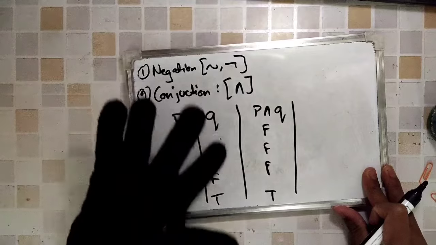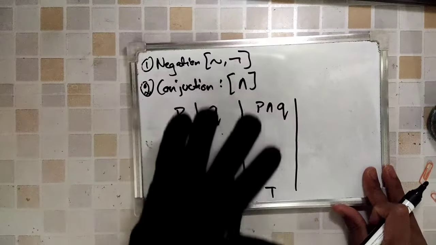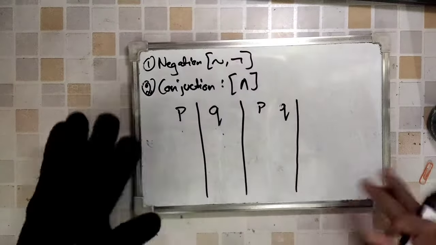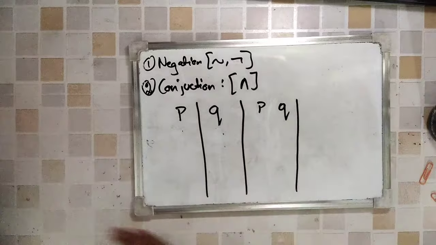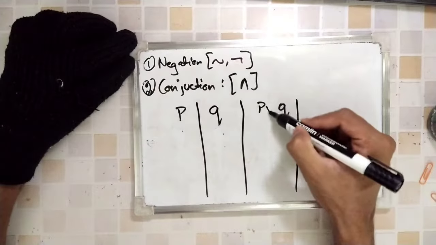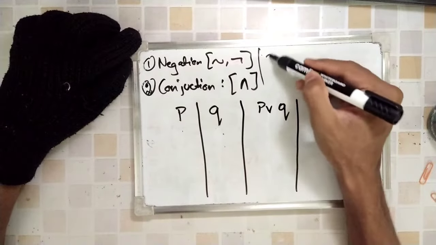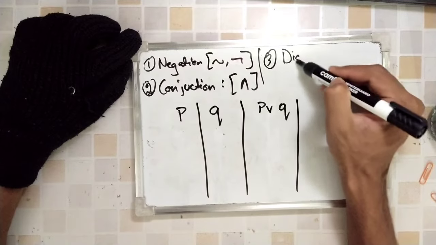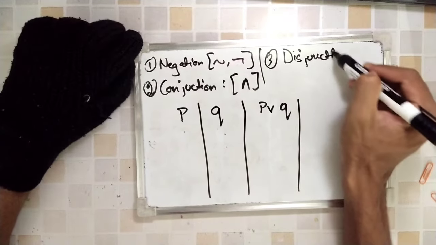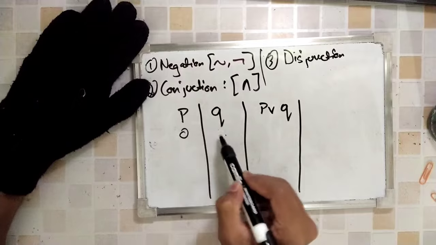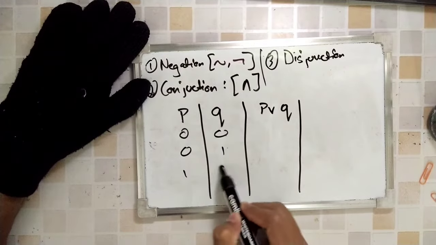Okay, so this is nothing but conjunction. So I don't have to erase everything. I'll just go to the next one, disjunction. So conjunction is over. Third one is disjunction. Here also same values I'll take: 0 0, 0 1, 1 0, 1 1.